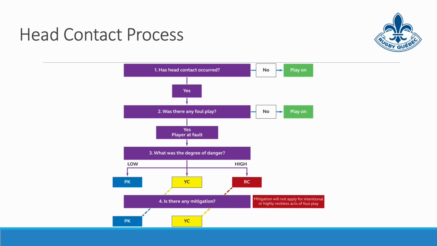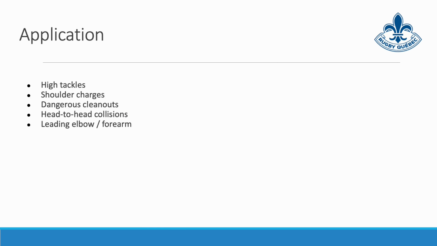Whenever a referee sees potential head contact, we go through these 4 questions, which we'll cover in the future slides. The application of the head contact process can only be for high tackles, shoulder charges, dangerous cleanouts, head-to-head collisions, and leading with the elbow or forearm, both as a tackler and as a ball carrier.